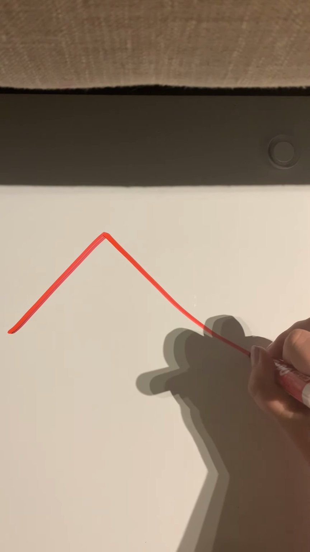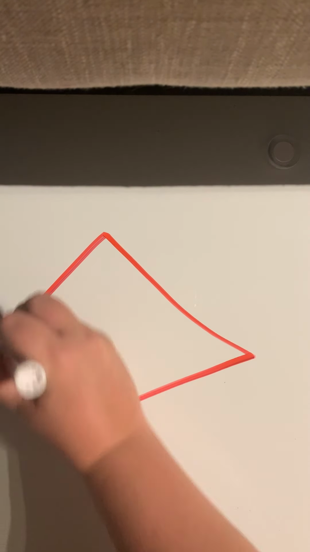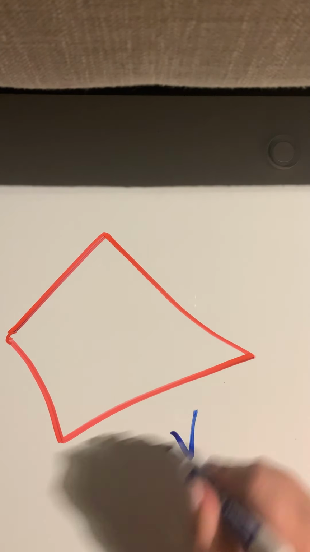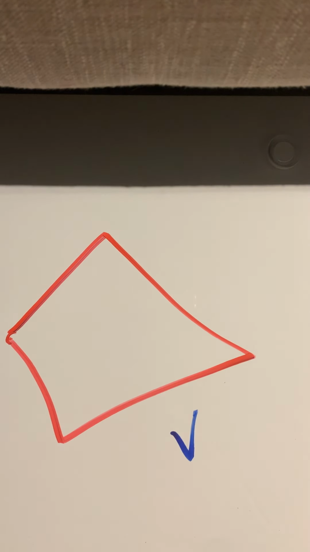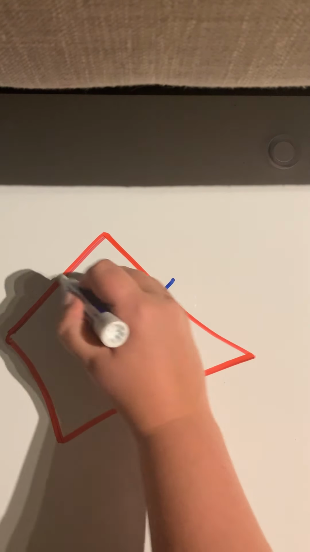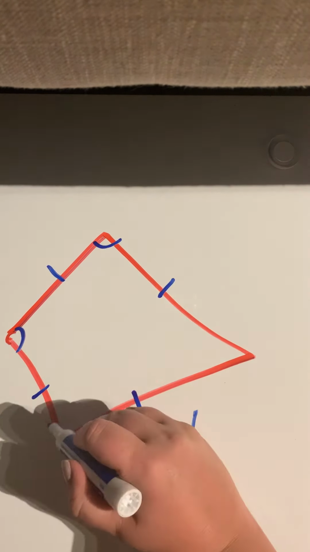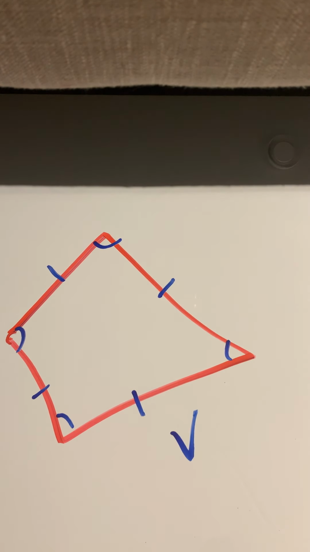This one is not on your workbook. I'm just making it up. Is this a quadrilateral? Yes or no, and tell me why. Good. You should have said yes. This is a quadrilateral because it has 4 sides and 4 different angles.